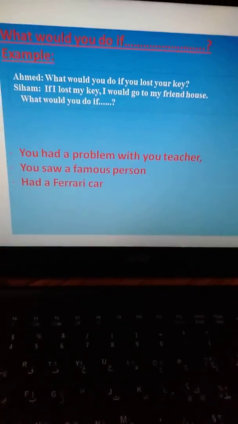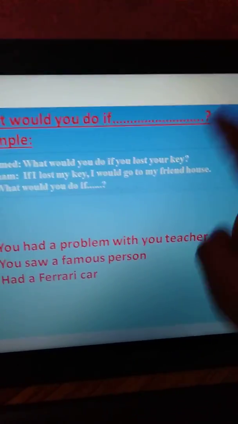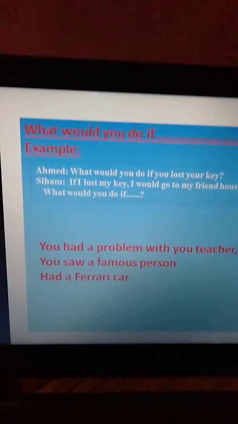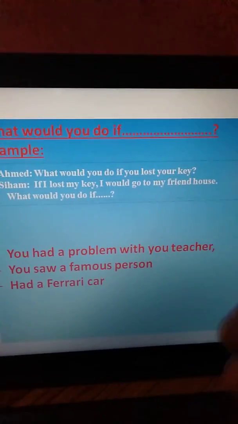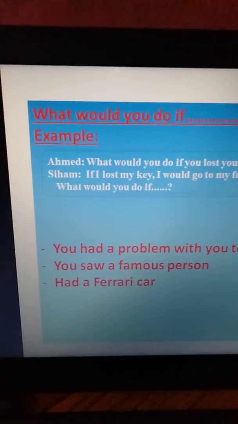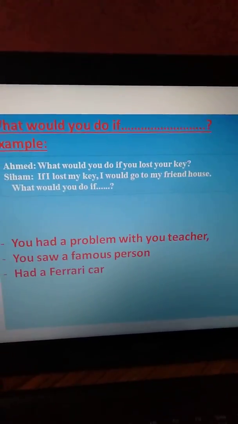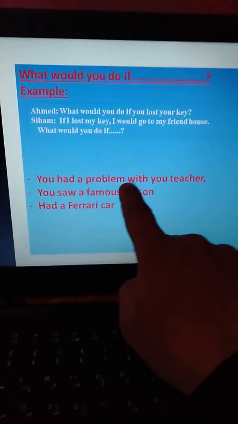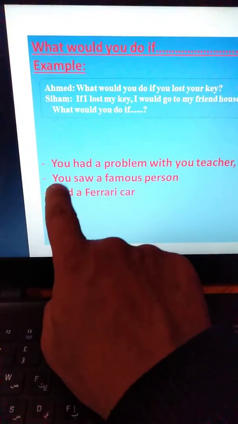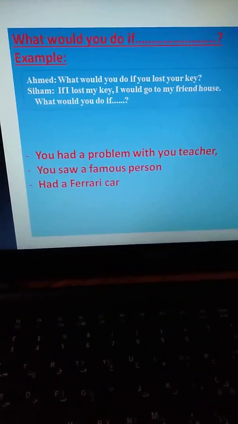Okay, so the last exercise is what would you do if? You are going to express here. Example, Ahmed, what would you do if you lost your key? So Siham answers, if I lost my key, I would go to my friend's house. Alright. Okay? So you, what about you? What would you do if you had a problem with your teacher? What would you do if you saw a famous person? And what would you do if you had a Ferrari car?